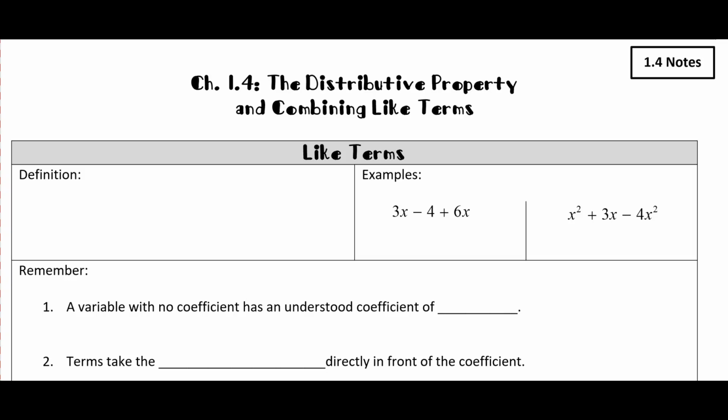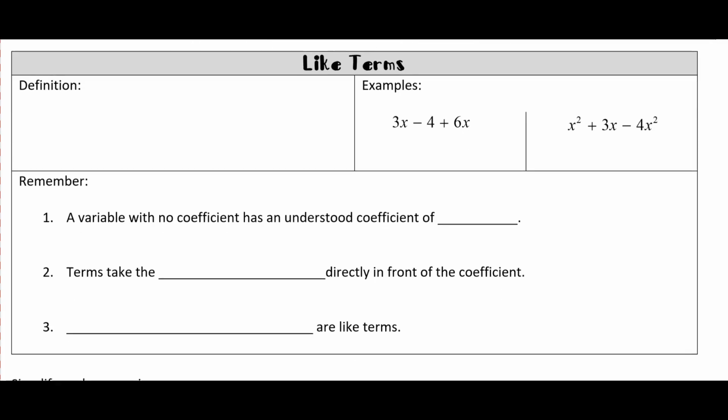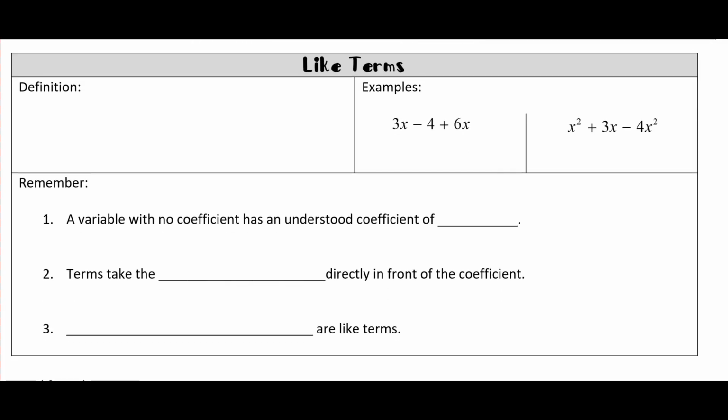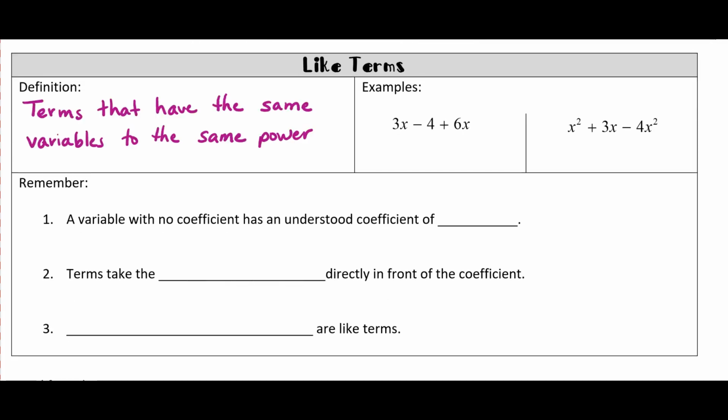This lesson is on the distributive property in combining like terms. So the first thing we're going to talk about today is like terms. The definition of like terms is terms that have the same variables to the same power.